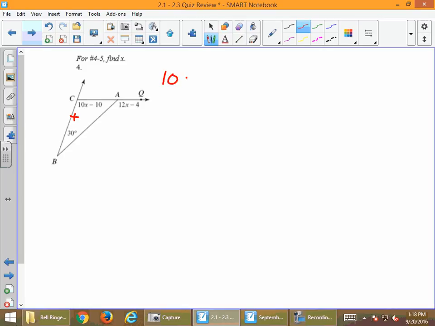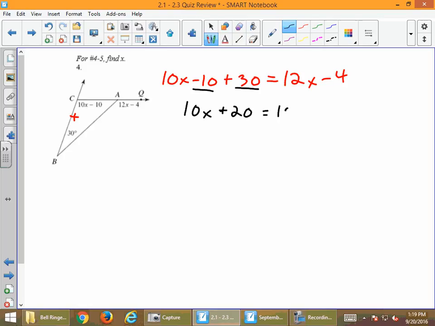So I'm going to say 10x minus 10 plus 30 is equal to 12x minus 4. And again, it seems like it's a lot of work, but it's not, because they're always going to combine and simplify down. These are the ones that would combine together, so I'll have 10x plus 20 is equal to 12x minus 4.